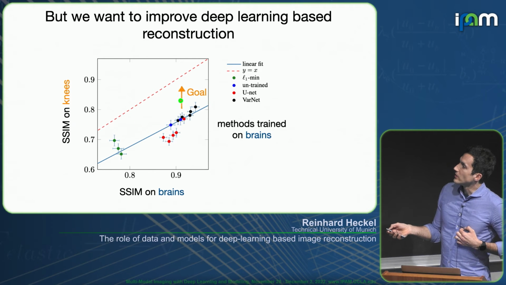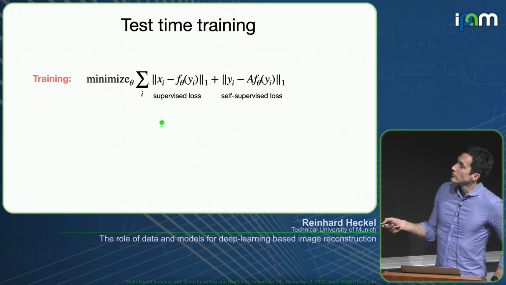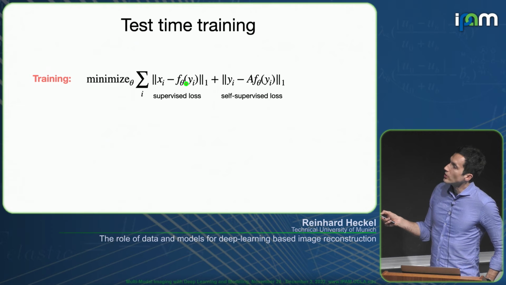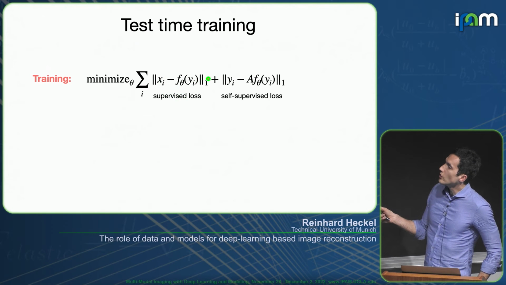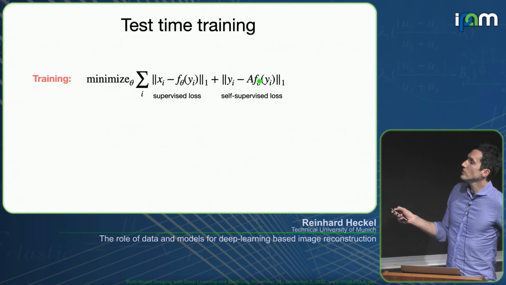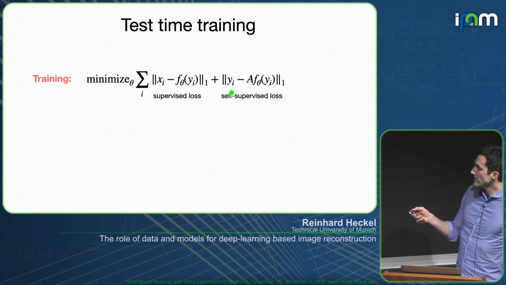But it turns out a very similar idea actually works, and we call this test time training. So the idea is, during training, this is how these methods are trained: f of theta, that's our neural network, is applied to the undersampled or noisy data, and compared with the true image. So that's the supervised loss. We can also define a self-supervised loss, which is a loss that only depends on the noisy measurement, in this case y. So we train the method on the supervised loss and the self-supervised loss.